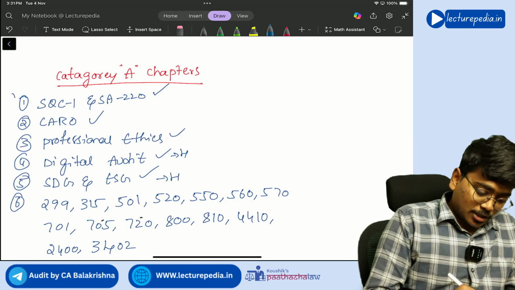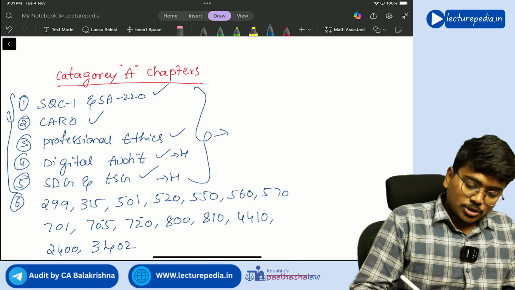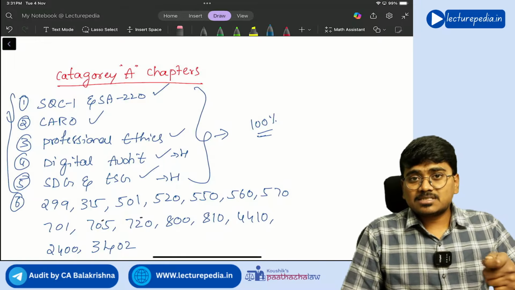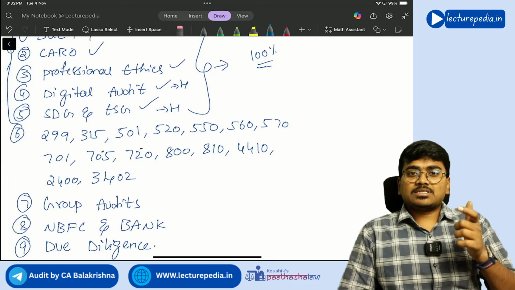So if you see all the first 5 chapters, you will for sure find a question from these. So you have to study these first 5 chapters like anything, line by line, along with complete analysis. You should not compromise on these first 5 chapters, because for sure, 100% blindly ICAI will give questions from these chapters.